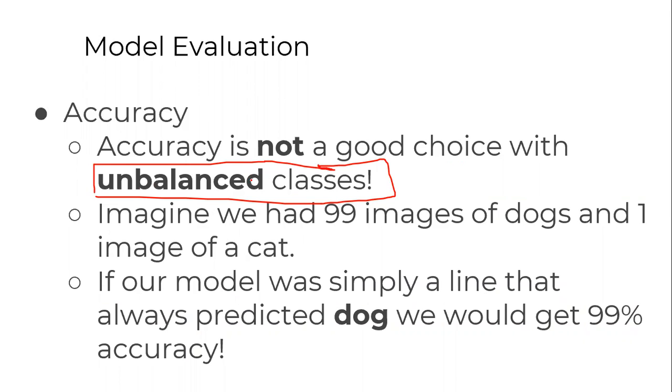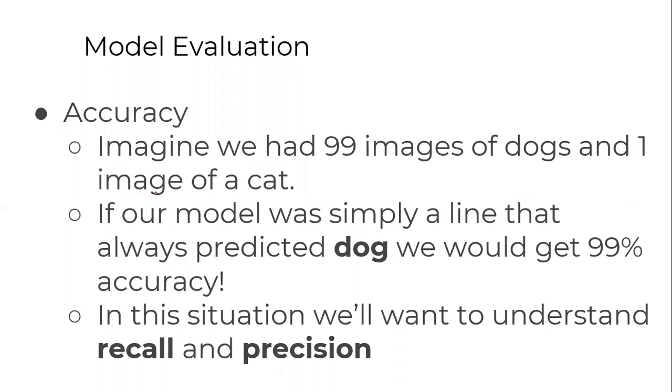Okay. Imagine we have 99 images of dogs and 1 image of cat. So if our model was simply a line that always predicted dog, you would get 99% accuracy. The same thing. So the model will just give the answer dog irrespective of the picture.